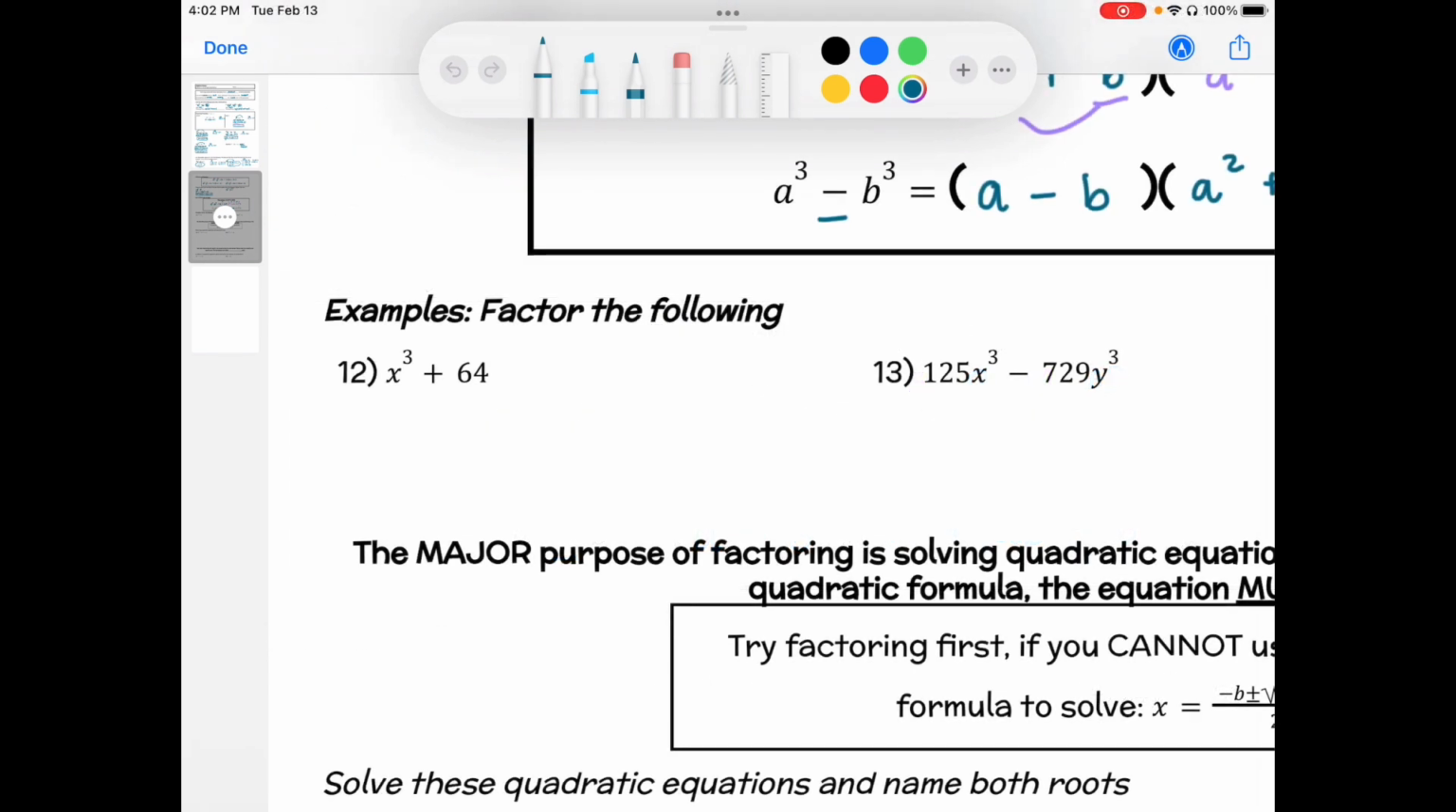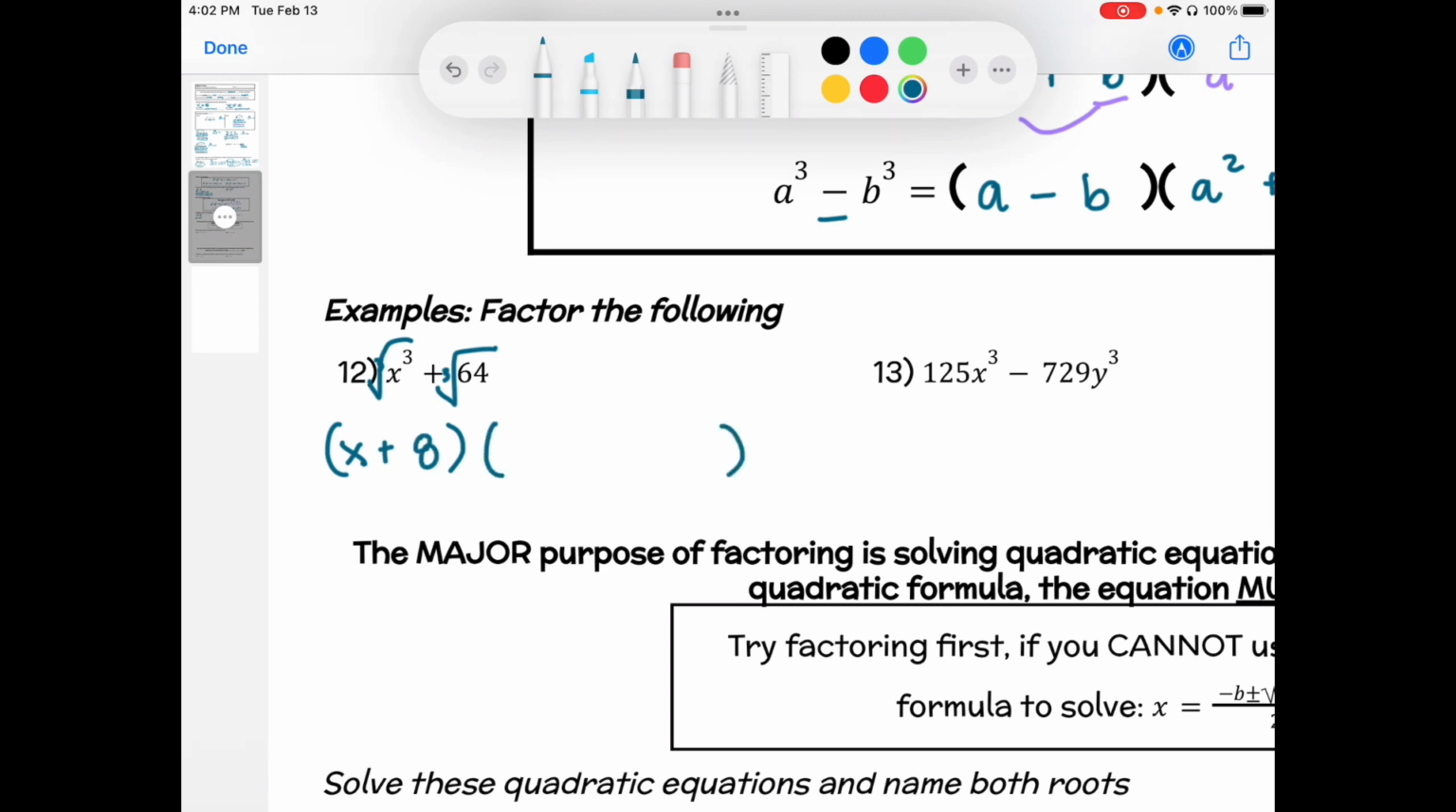All right, so let's do some examples. So if we have x cubed plus 64, make sure you take the cube root of each of these, and that's how we get our first set of factors. So that's how we fill out our binomial. So we would have x plus 8.